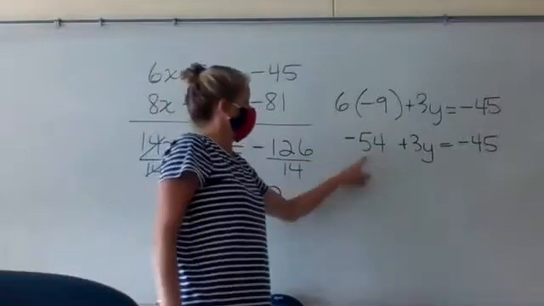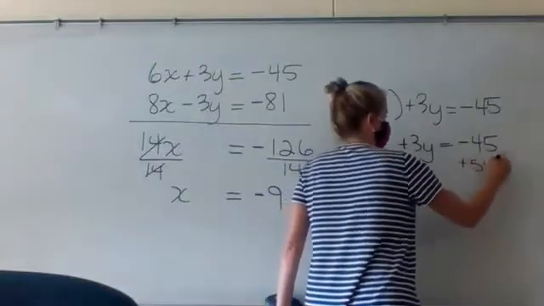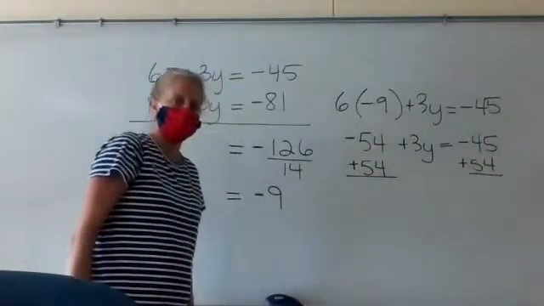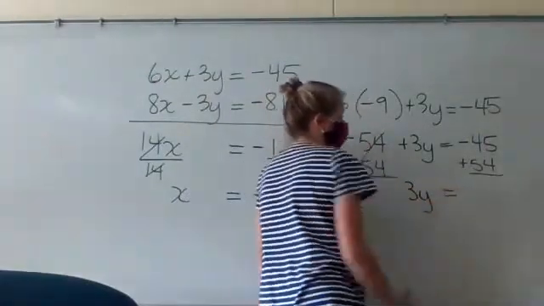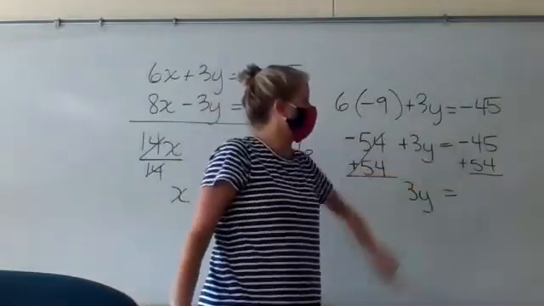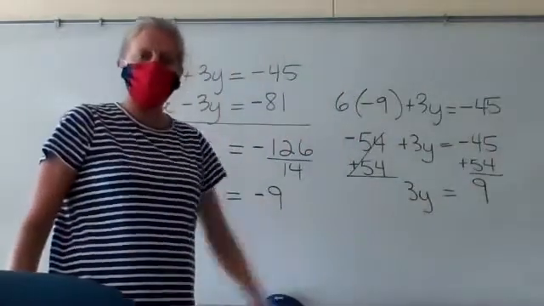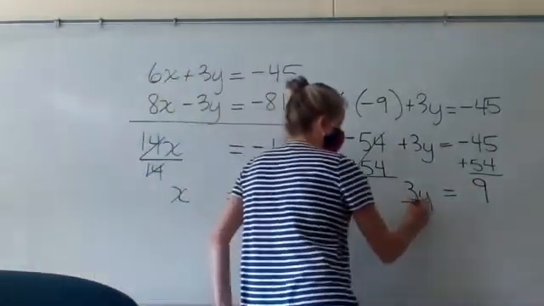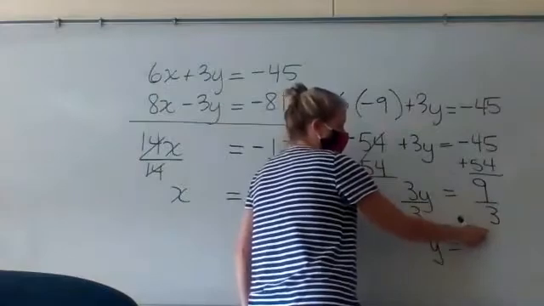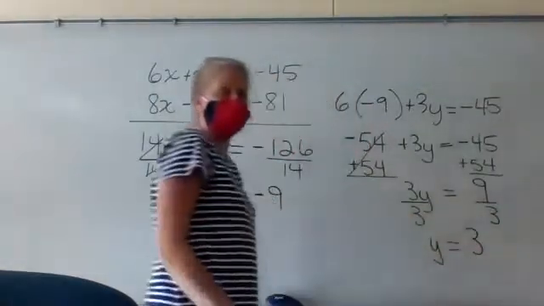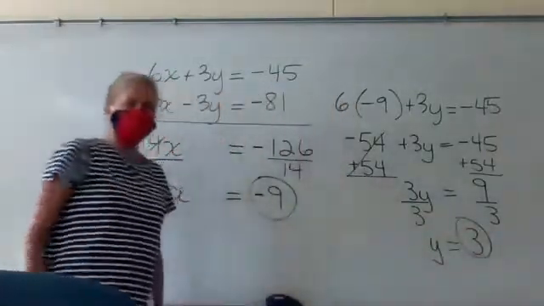Solving for y. So let's get rid of this negative 54 with a positive 54. That cancels. All I'm left with over here is 3y equals, I have negative 45 plus 54, which gives me positive 9. So now look what I'm left with. 3y equals 9. So if I divide both sides by 3, I'm left with y equals 9 divided by 3, which is 3. So I know the x is negative 9 and the y is positive 3.